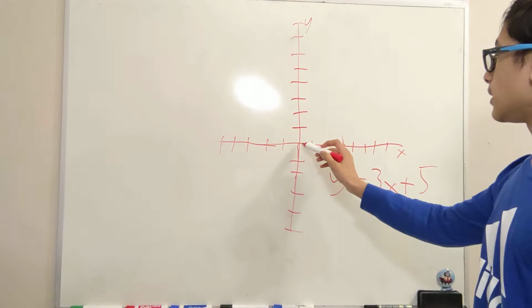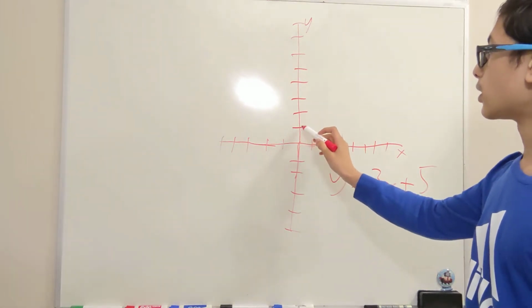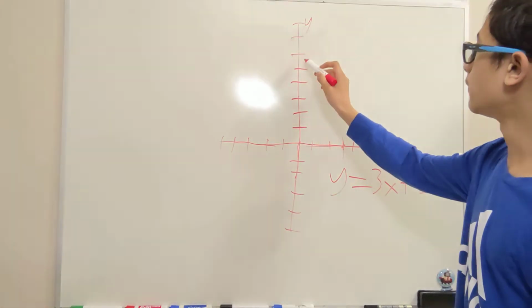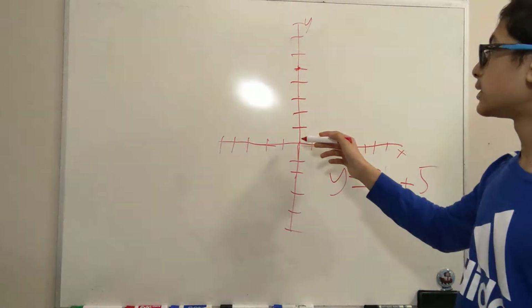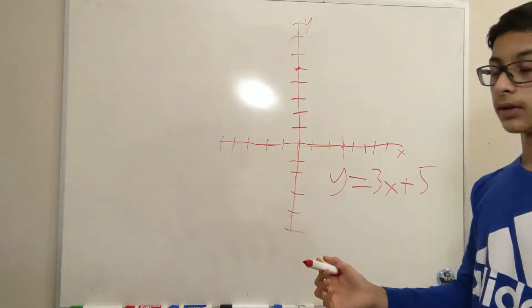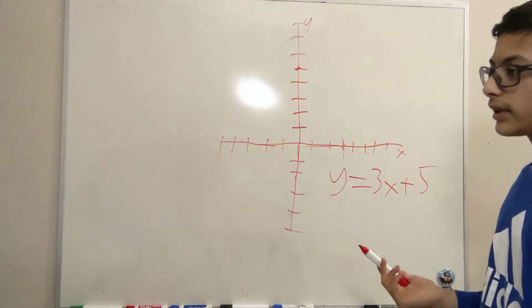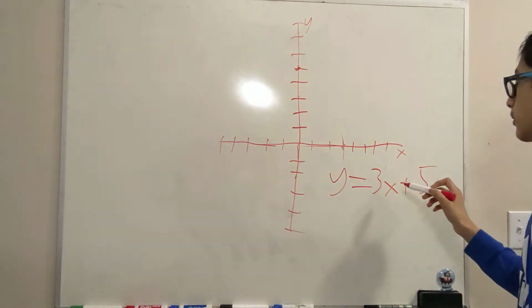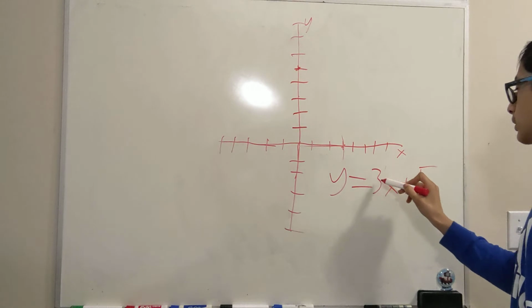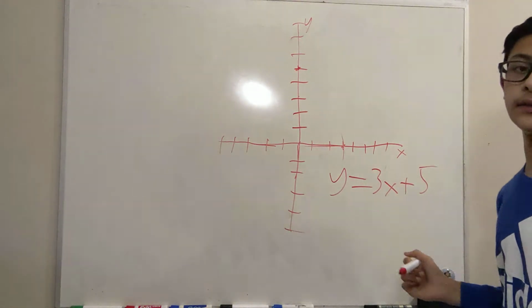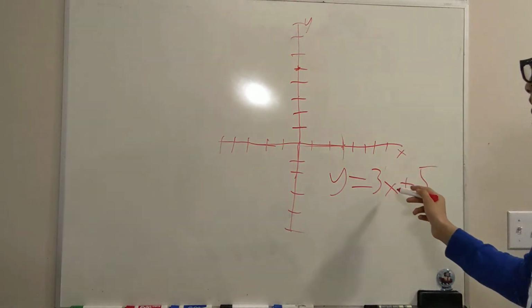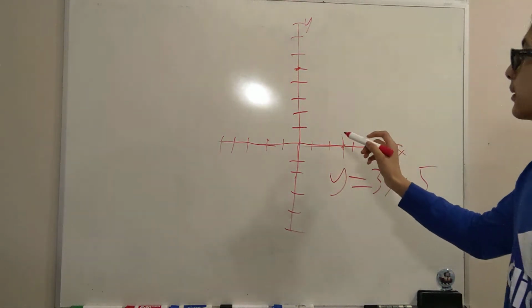So when x equals 0, we can go up 5: 1, 2, 3, 4, 5, and y equals 5. So x equals 0 and y equals 5. Now let's find another point. Let's see what happens when x equals 1. When x equals 1, then 3 times 1 is 3, plus 5, 8. So when x is 1, y is 8.